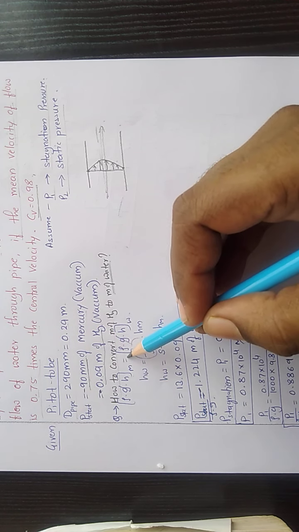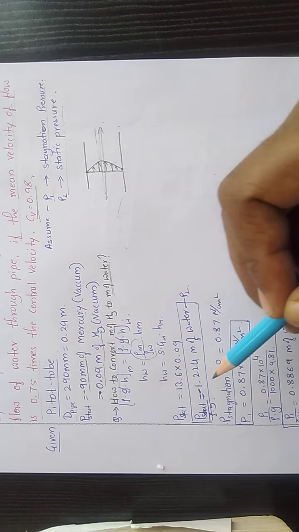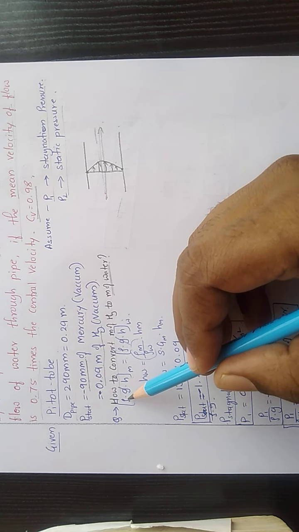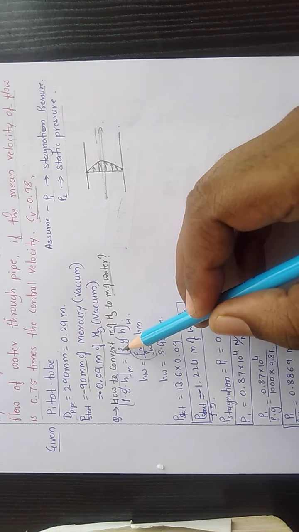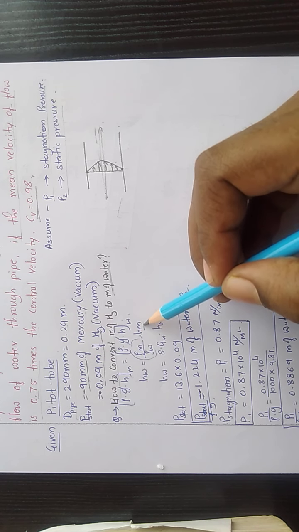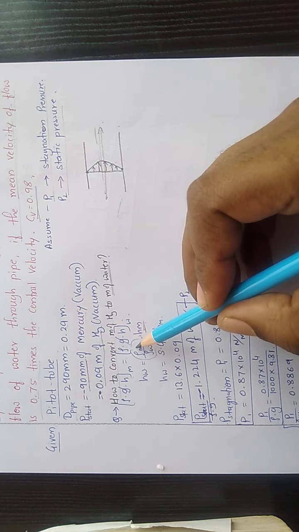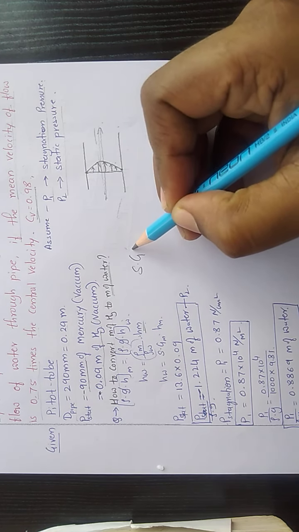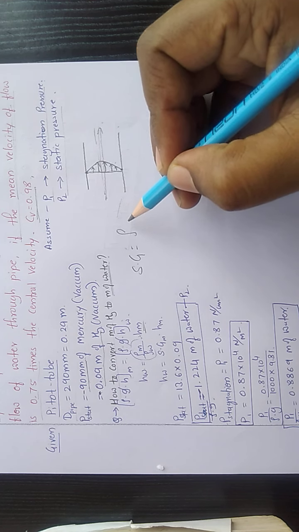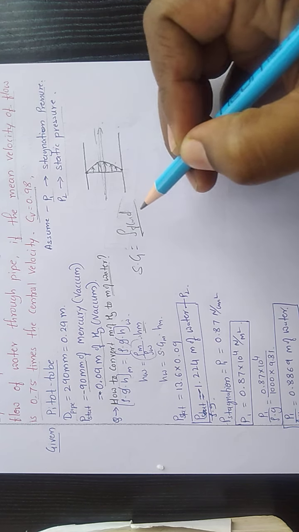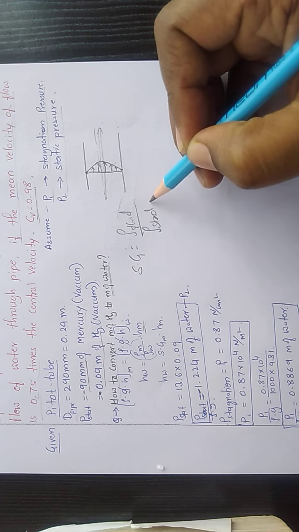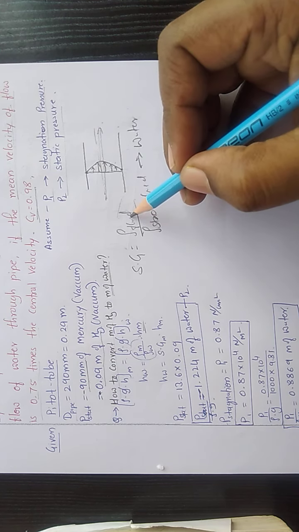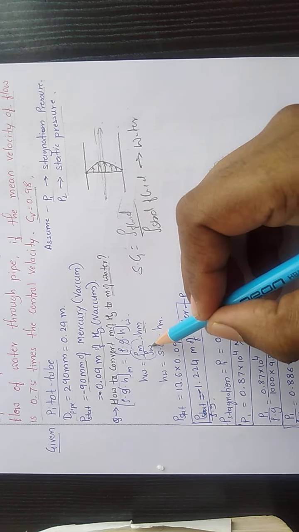Rho g h of mercury is equal to rho g h of water. The g gets cancelled, so head of water is equal to density of mercury divided by density of water, into head of mercury. So what is density of mercury by density of water? It is nothing but the specific gravity. What is specific gravity? Density of the fluid divided by density of the standard fluid. In this case the standard fluid is water and the fluid is mercury, so this is nothing but the specific gravity.